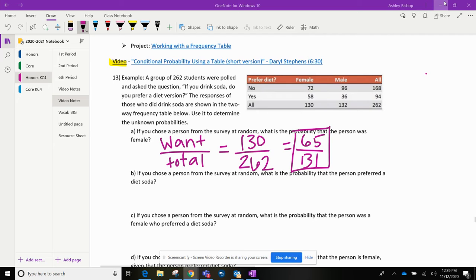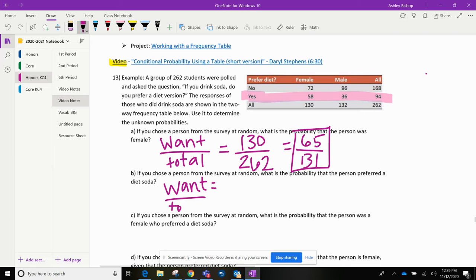All right, let's do another one. If you chose a person at random, what is the probability that the person preferred a diet soda? So I don't know whether they are male or female or not, but I want to find, yes, they prefer diet soda. And I want the total number of people that prefer diet soda. So I want the people that prefer diet soda.